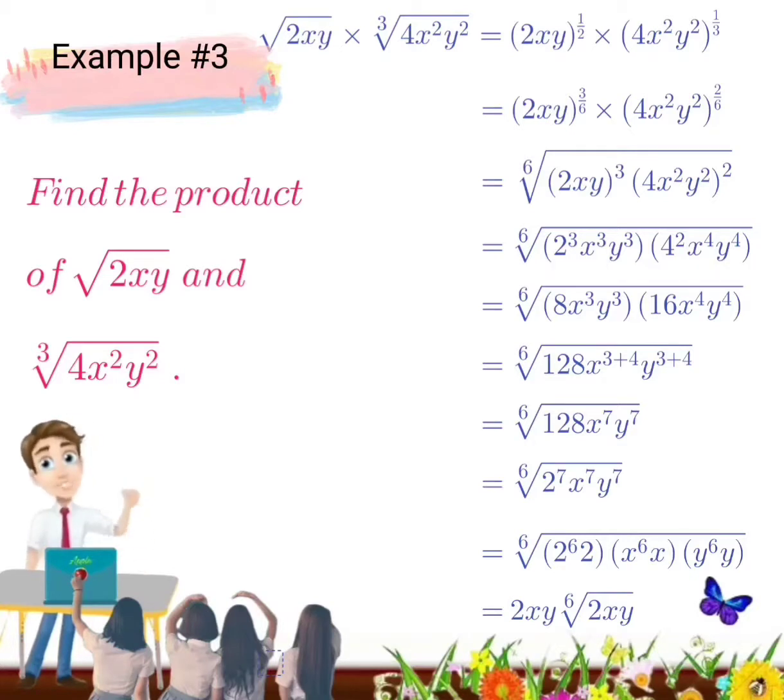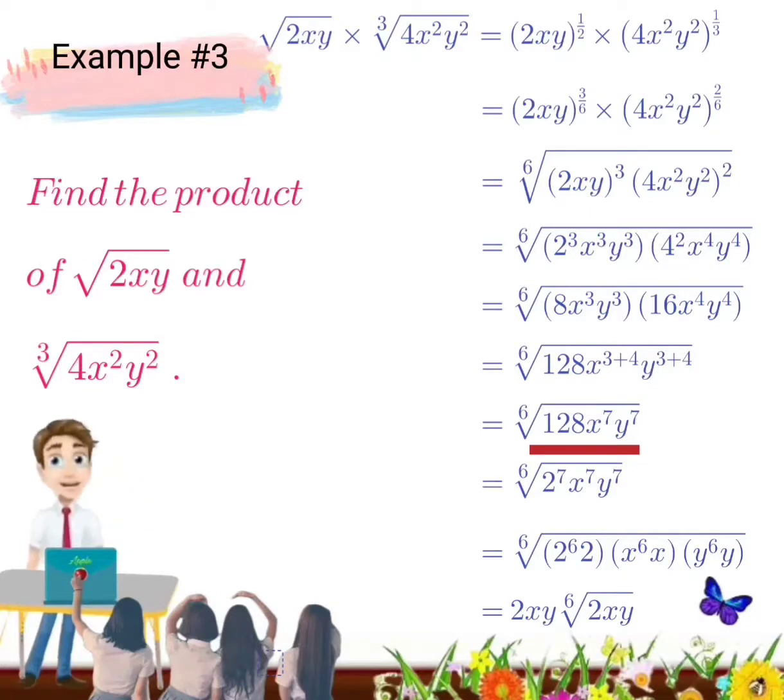Then after which we're going to simplify 2 raised to 3, so it will become 8, and 4 raised to 2, it will become 16. And then multiplying 8 by 16, so that is 128. Multiplying x raised to 3 times x raised to 4, so that is equivalent to x raised to 3 plus 4. Then multiplying also y raised to 3 times y raised to 4, that is equivalent to y raised to 3 plus 4. And simplifying the exponents, so it will become the 6th root of 128, x raised to 7, y raised to 7.